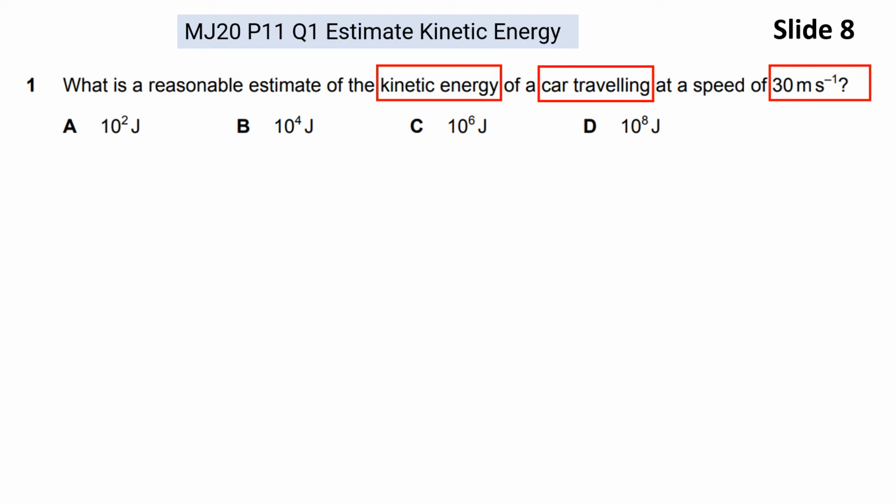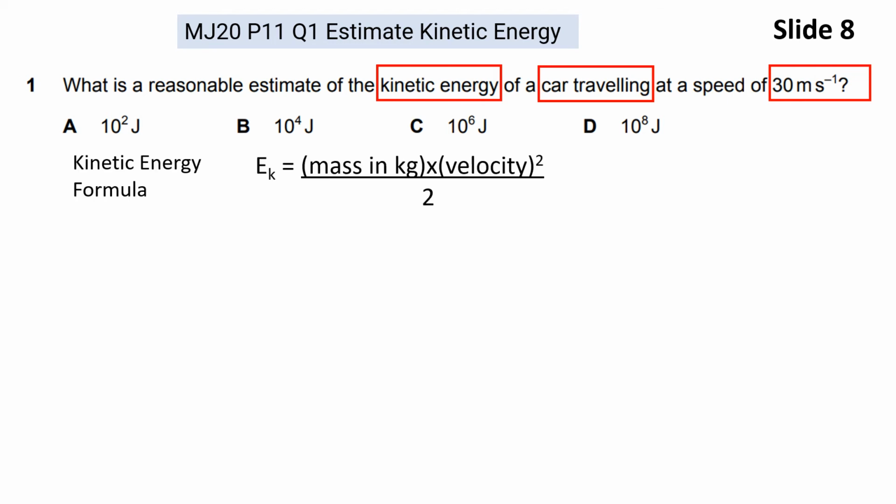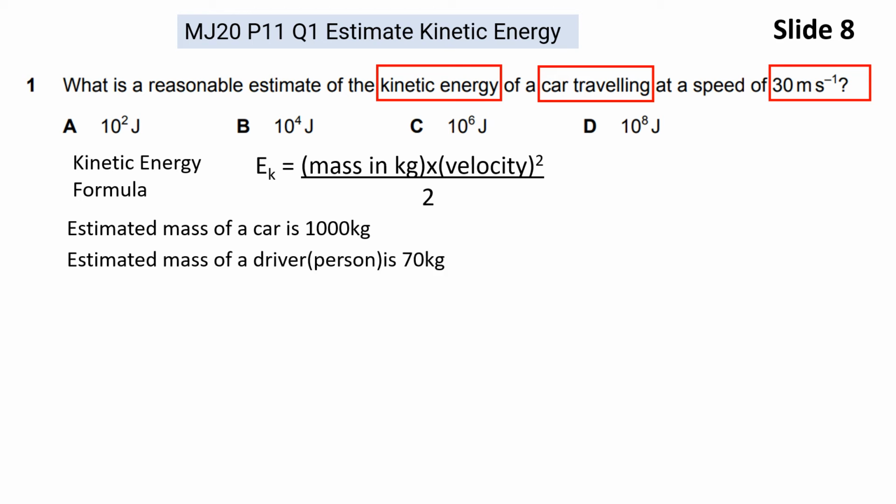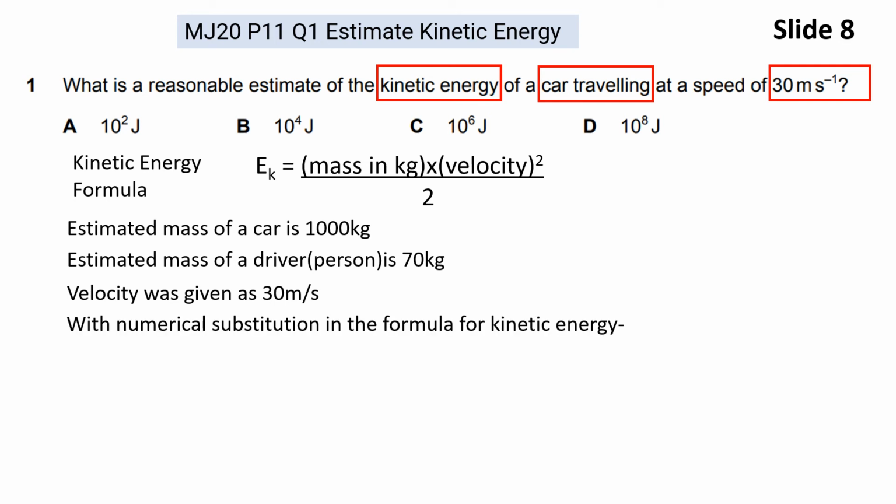So what is the kinetic energy formula? It is the mass in kilograms times velocity squared divided by 2. We have the velocity, we don't have the mass. So number one, we need to estimate. The estimated mass of a car is 1,000 kilograms. And the estimated mass of a driver or person is 70 kilograms. And the velocity was given, 30 meters per second. So now I'm going to make the substitution of all the numerical values in the formula for kinetic energy.